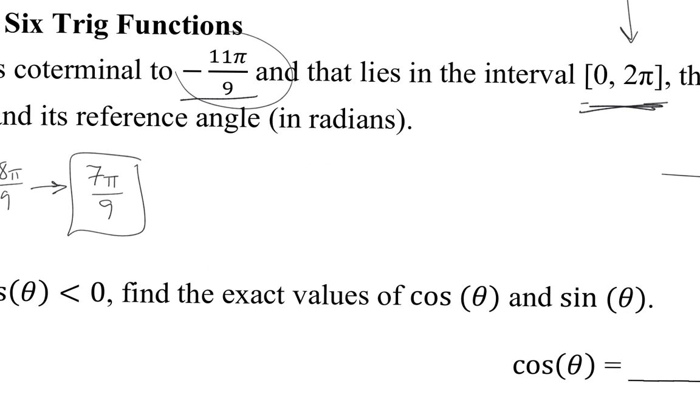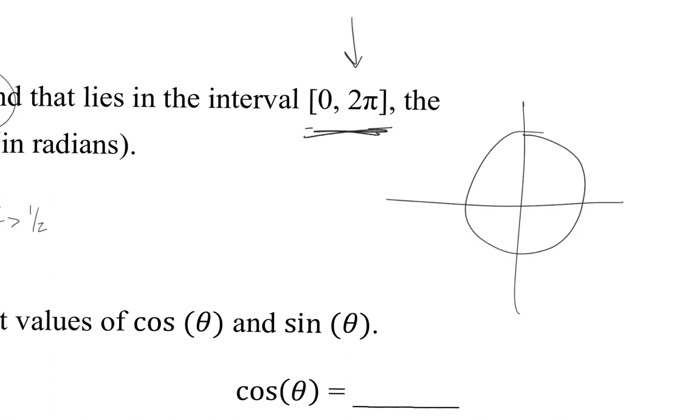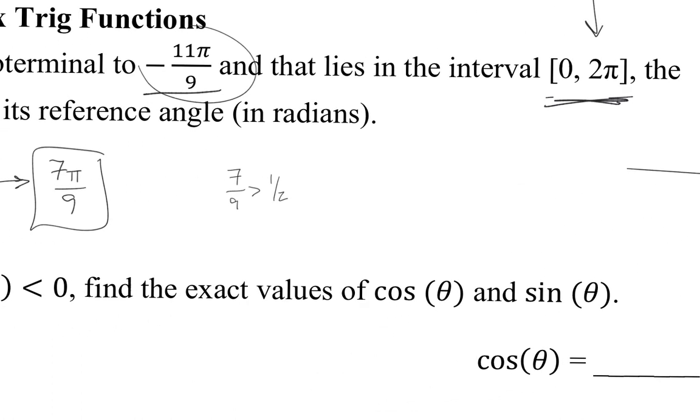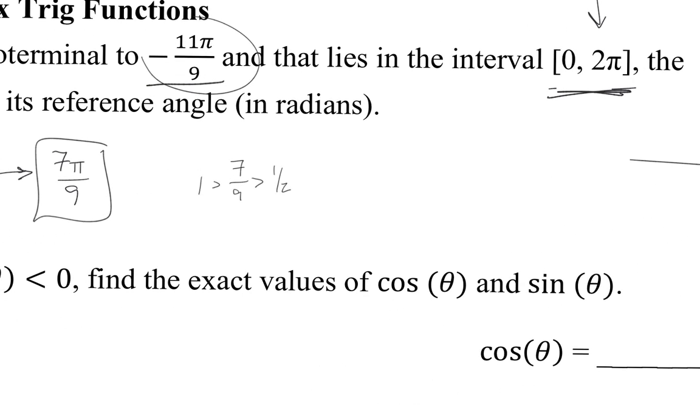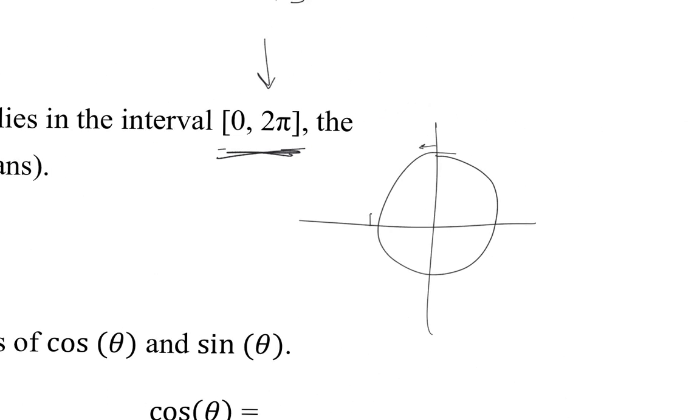Thinking about it on the unit circle, though, 7 pi over 9 is going to be greater than pi over 2, just because 7 over 9 is greater than 1/2. So it's going to be past here. It's also less than 1. So I'm going to say it's between pi over 2 and pi, which places it in the second quadrant. And it's going to be kind of over here, thereabout.